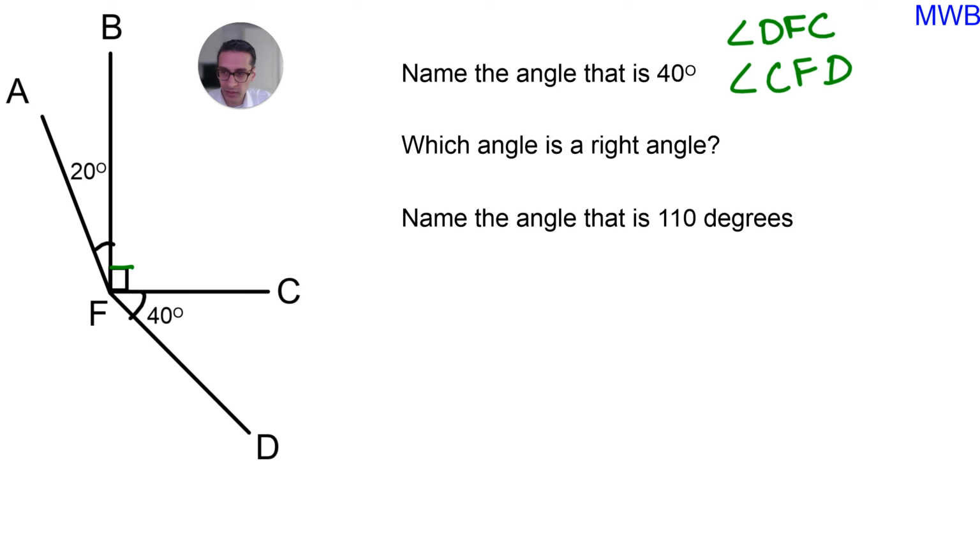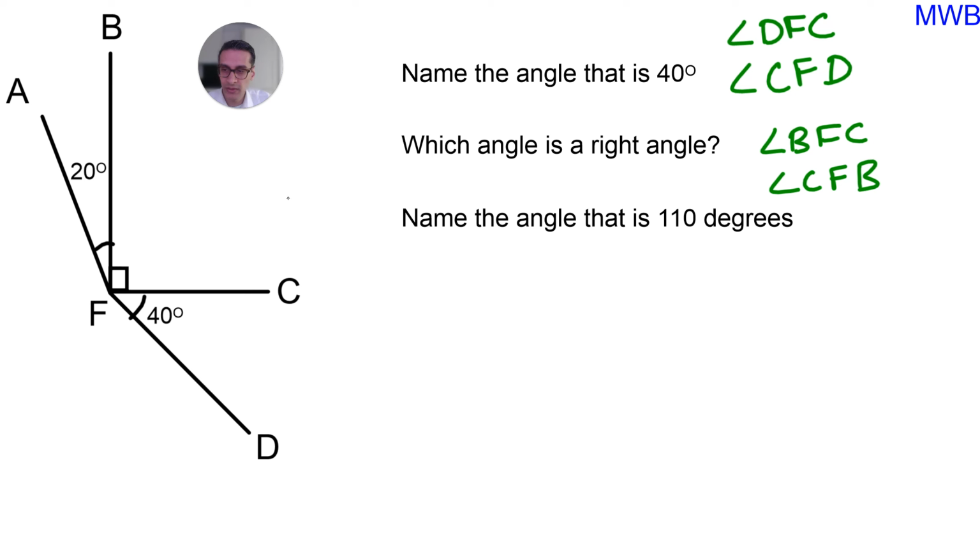Question 2, which angle is the right angle? So we can see it's going to be this one here. So the two arms are B to F and F to C. So BFC or angle CFB if we go the other way. And then name the angle that's 110 degrees.